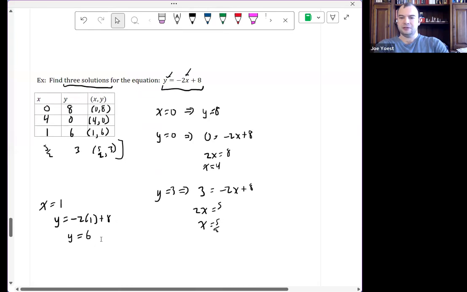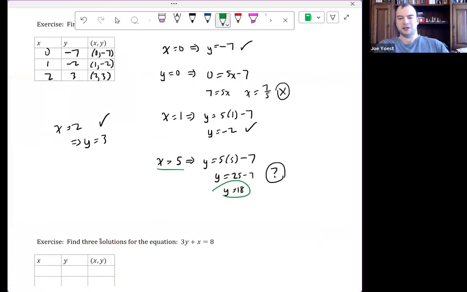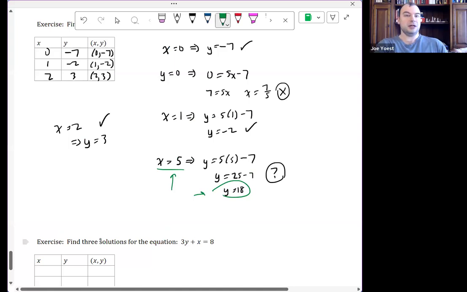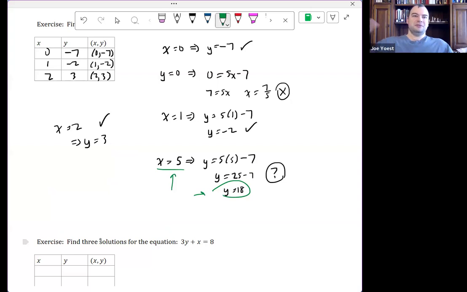Is there anything fundamentally wrong with 5 comma 18 as a point? No, it's a perfectly valid point, but it's kind of too far astray, right? It's going to be way up high on our graph. And if we're dealing with a WebAssign tool, it's probably going to be off of the graph and we're not going to be able to plot it. If we're even graphing by hand, we're going to have to extend our axis way up high in the vertical direction. I probably don't want to use this one.